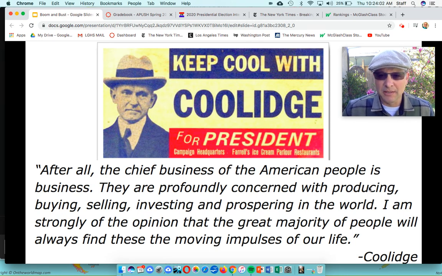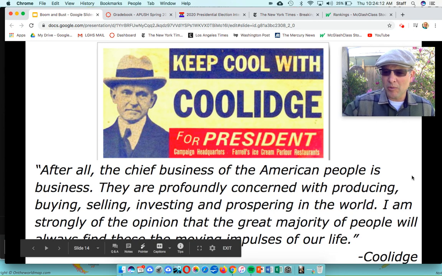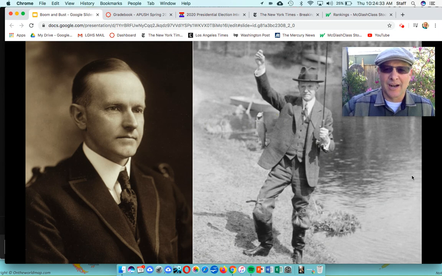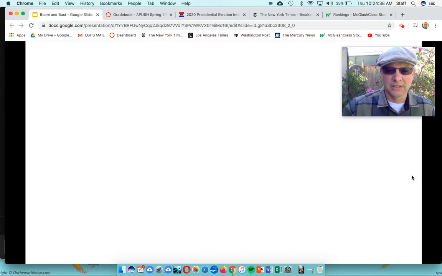Andrew Mellon still running the Treasury. His famous line, Coolidge, is classic: "After all, the chief business of the American people is business." Very famous quote. But of course, when business melts down and the profiteers destroy the entire economy and leave 25% of the American people without work, all of these quotes that are pro-business, laissez-faire, come back to haunt these guys. All right. Calvin Coolidge, though, certainly a guy I'd want to go fishing with, wouldn't you?